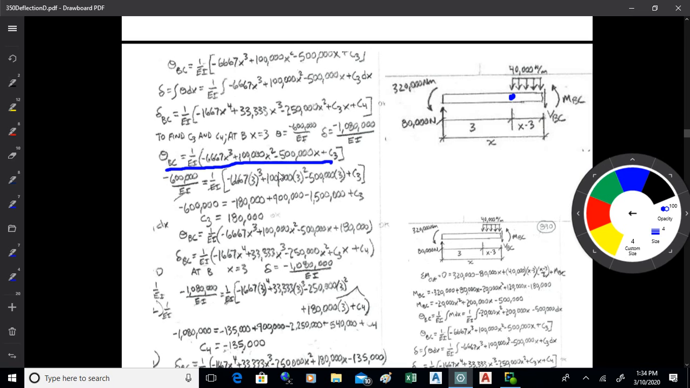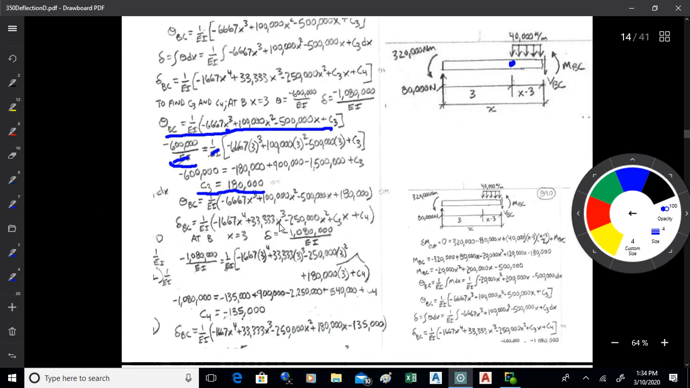And that's down on the lower left. So the angle theta is negative 600,000 divided by EI. And we're going to equate that to our equation when we plug in the value of B, which is x equals 3. So I'm plugging x equals 3 in here, and I'm setting that equal to what I know the slope is at B. The EIs cancel out, which is good. So I get negative 600,000 is negative 6667 times 3 cubed, which is negative 180,000, plus 100,000 times 3 squared, which is 900,000, minus 500,000 times 3, which is negative 1,500,000, plus C3. So I can find what C3 is. It's 180,000. I can solve for that.